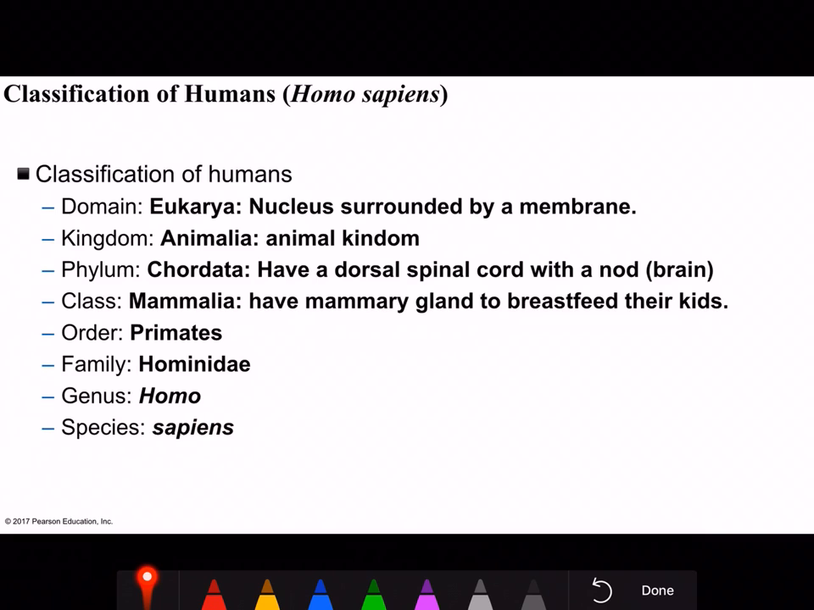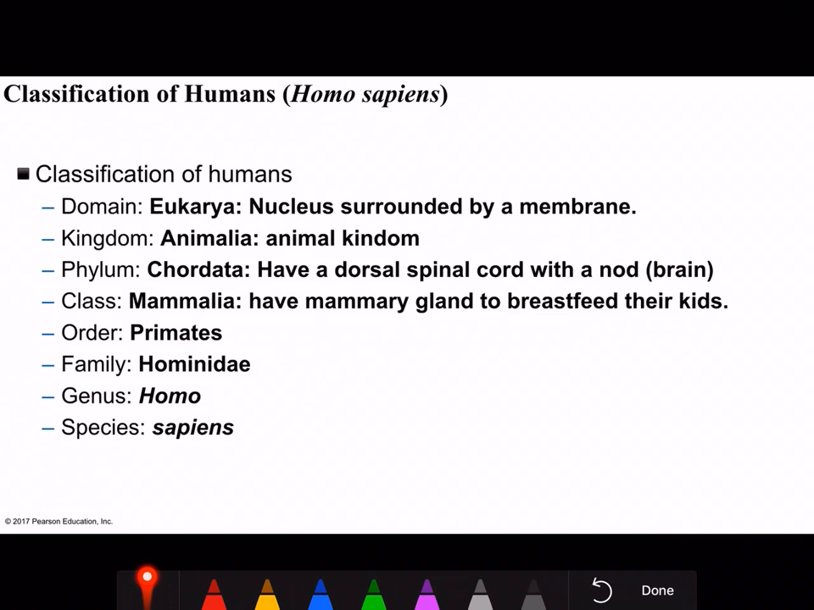So our domain is Eukarya. These are cells whose nucleus is surrounded within a membrane. Then there is the kingdom, the animal kingdom. Then there is the phylum, which is Chordata, meaning we have a dorsal spinal cord with the node that is our brain. Then the class: we are from Mammalia, as we have mammary glands to breastfeed our kids. Then our order is Primates, our family is Hominidae, our genus is Homo, and our species is Homo sapiens. So the second smallest branch or unit is the genus, and the smallest branch would be the species.